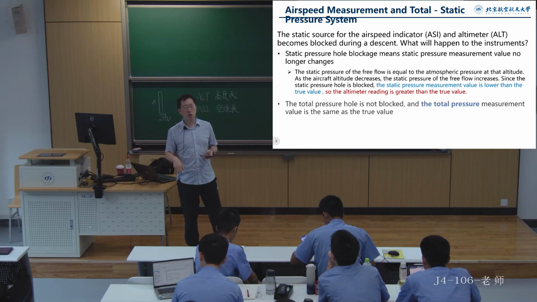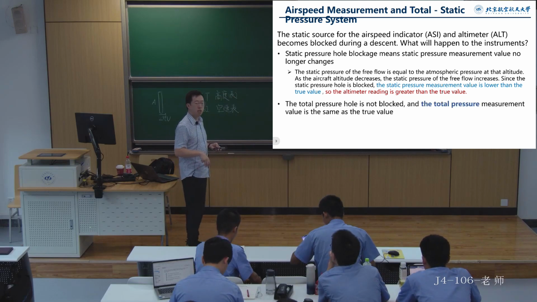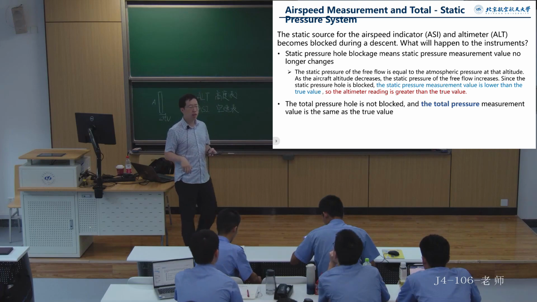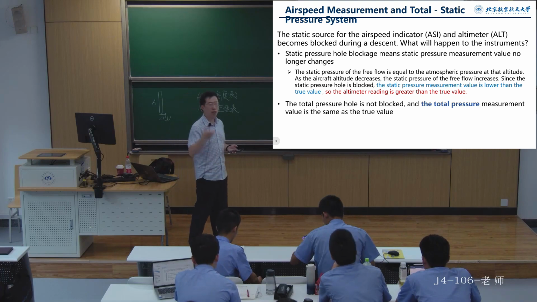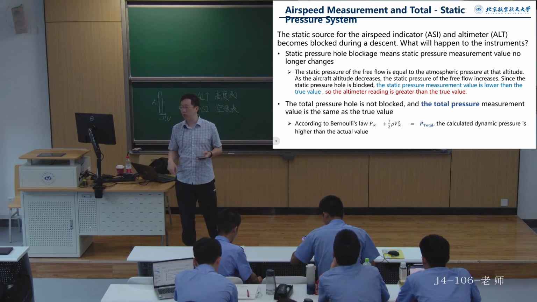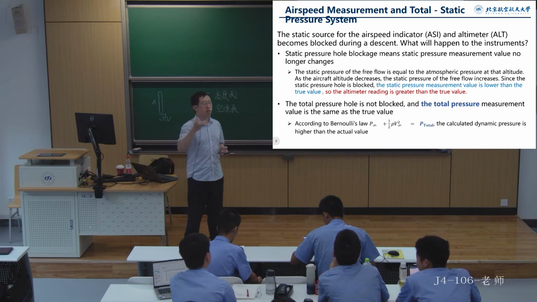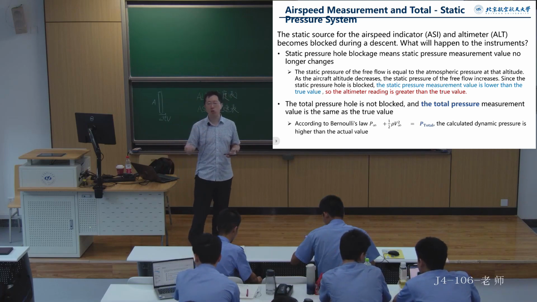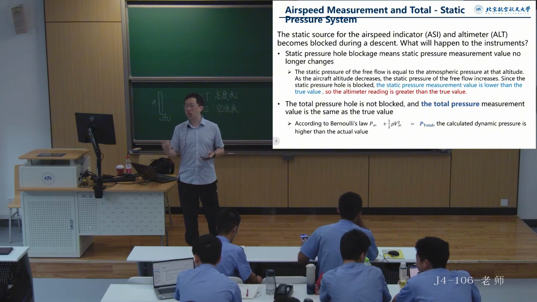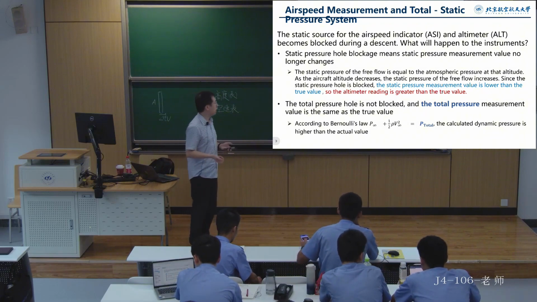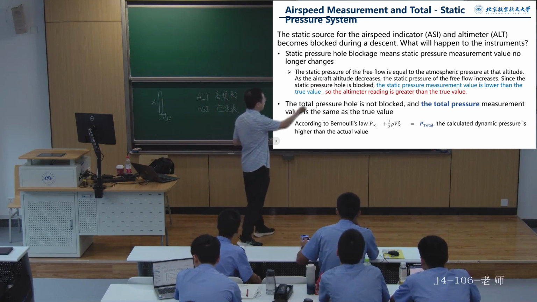And as for the airspeed indicator, it requires both the total pressure and static pressure values, right? For the airspeed indicator, our total pressure line is not blocked. So, the total pressure remains the same as the actual value. Just like here, we can apply the dynamic pressure equation we discussed earlier.